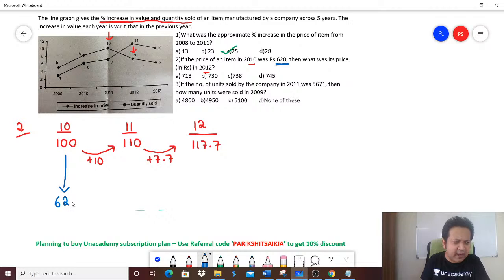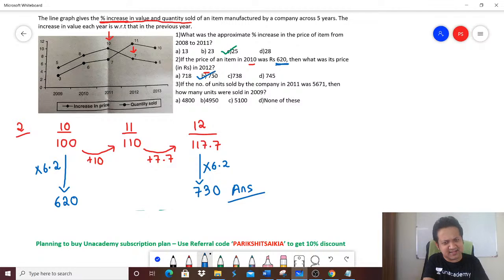So how will you do it? If 100 has to be made 620, it means you have to multiply with 6.2. Do you agree? So it means every number in your sum has to be multiplied with 6.2, because 6.2 is the adjustment factor. So into 6.2, can you do the calculations now? 117.7 into 6.2 comes out to be approximately 730. Approximately 730, and that's yours. Yeah, Ravi, you are correct, and that's the correct answer.